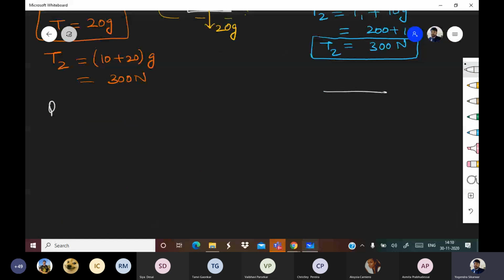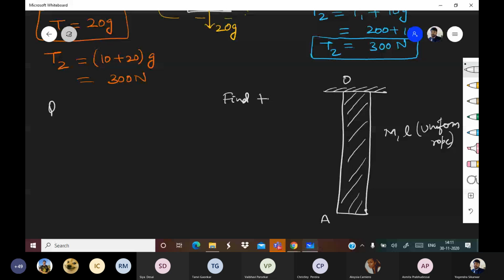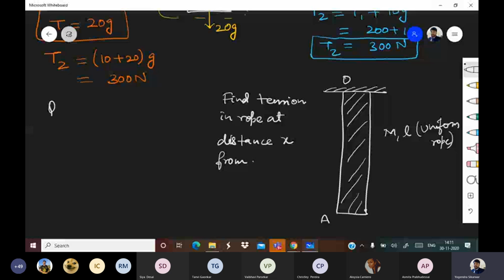There is a rope, and the mass of this rope is M, and the length of this rope is L. So it is a uniform rope of mass M and length L. This is the free end A and this is end O. Question: find the tension at a distance x from end A. You can also call it the free end.